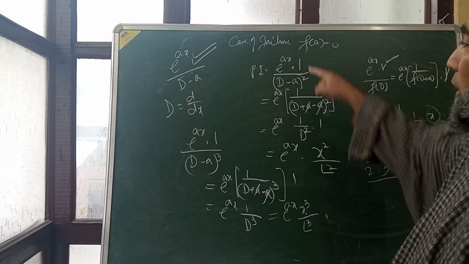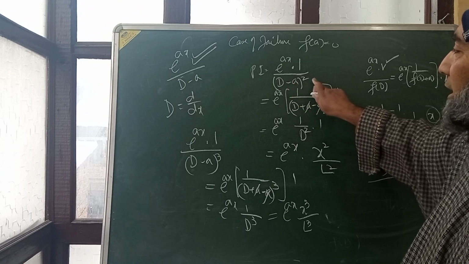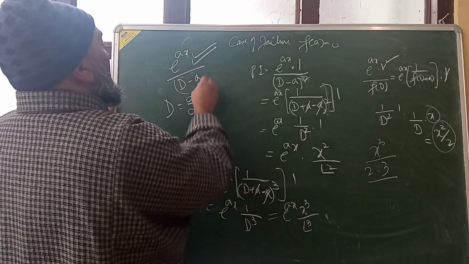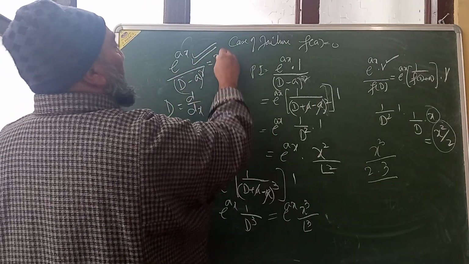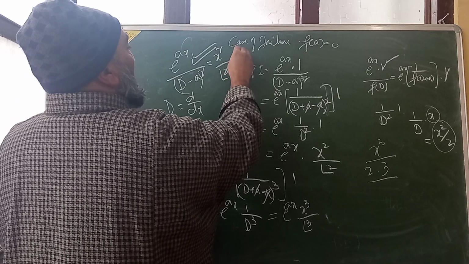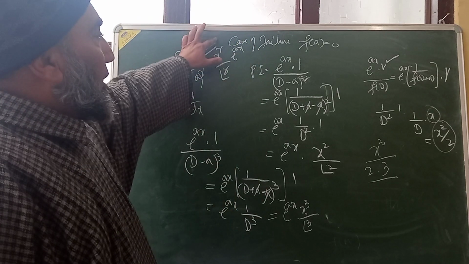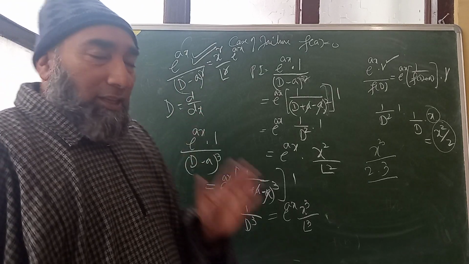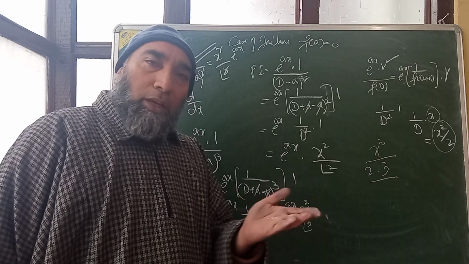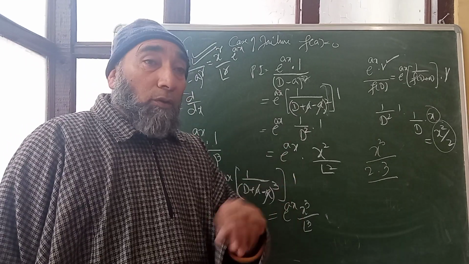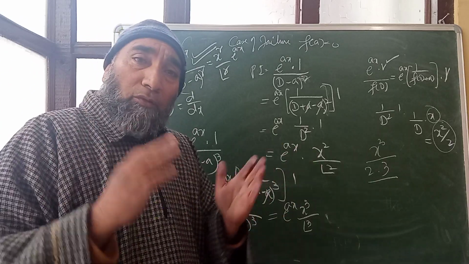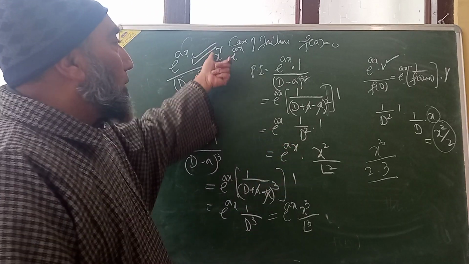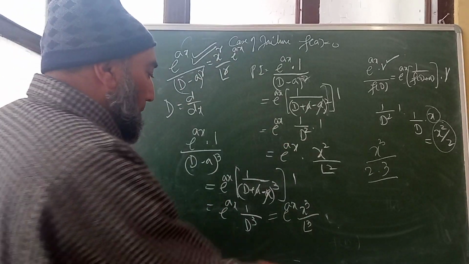So in general, if you have e to the power ax upon (D minus a) raised to the power r, in case of failure you have to multiply by x raised to the power r by factorial r. e to the power ax will be there, times x raised to the power r by factorial r. This is rule 1. When X is e to the power ax, then you have to replace D by a. If you replace D by a and f of a is not equal to 0, then it's okay. But if f of a is equal to 0, then you have to use this formula. I have explained why we are multiplying by x raised to the power r by r factorial.